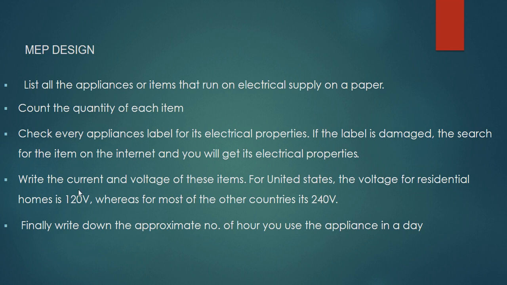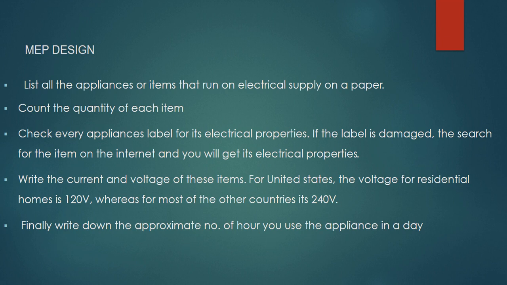Next, write down the current and voltage of these items. For the United States, the voltage in residential homes is 120 volts, whereas in most other countries we use 240 volts. Finally, write down the approximate number of hours. You have to remember this important point: the number of hours the appliance is used in a day.